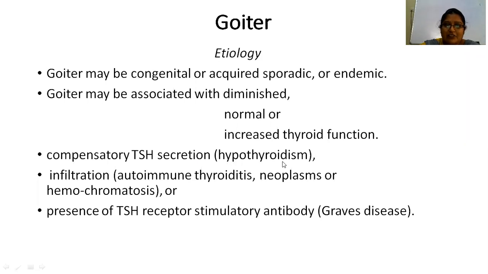In hypothyroidism, there is compensatory TSH secretion. As a result, there is an increase in thyroid gland size. Then there is infiltration in autoimmune thyroiditis, neoplasms, or hemochromatosis. Then there is presence of TSH receptor stimulatory antibody in Graves' disease.